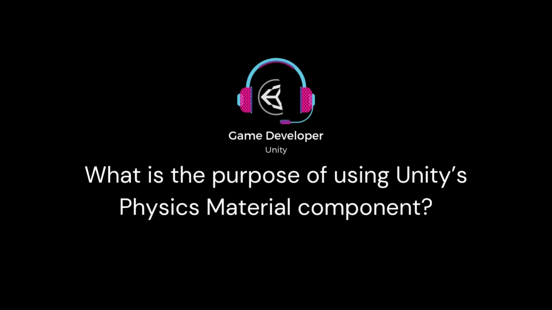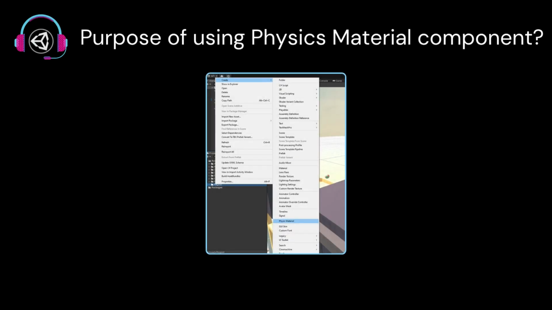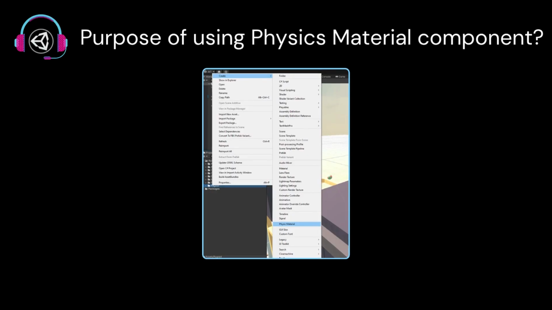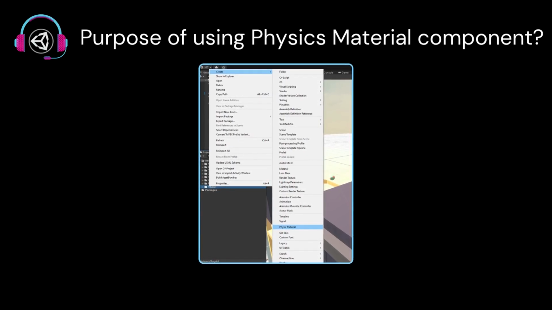What is the purpose of using Unity's physics material component? In Unity, physics materials control how objects react when they collide, whether to slide, stop, or bounce. They are essential for creating realistic physics behavior in your games. You can create a physics material by right-clicking in the asset folder. Select Create, then select Physics Material 3D or Physics Material 2D, then name it anything you like.